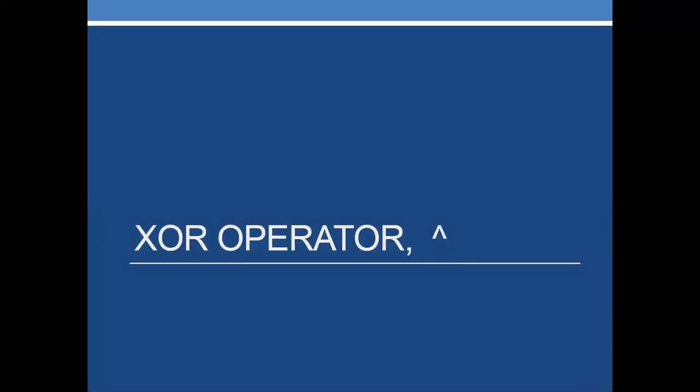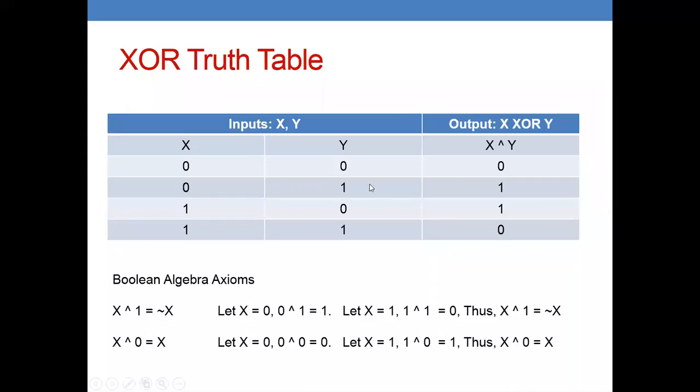The XOR, or exclusive OR operator, the bitwise exclusive OR, is this caret. Its truth table is X exclusively ORed with Y. So 0 exclusively ORed with 0 produces a 0. 0 exclusively ORed with 1 produces a 1. 1 exclusively ORed with 0 produces a 1. 1 exclusively ORed with 1 produces a 0. The XOR gate gives you zeros when you have an even number of ones for inputs. When you have an odd number of ones for inputs, then you produce ones.